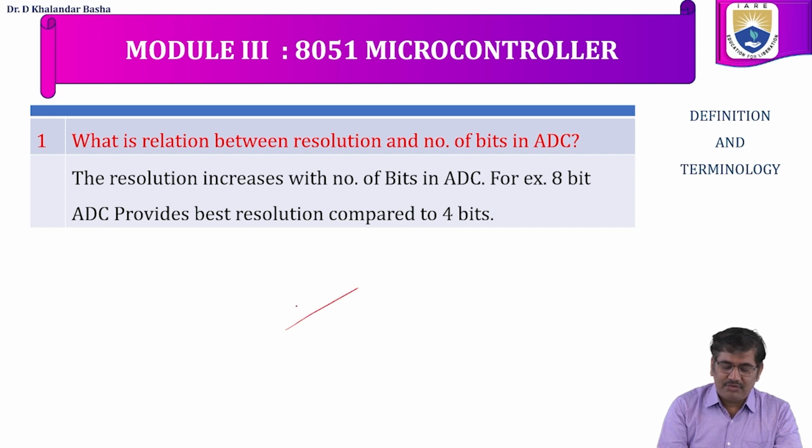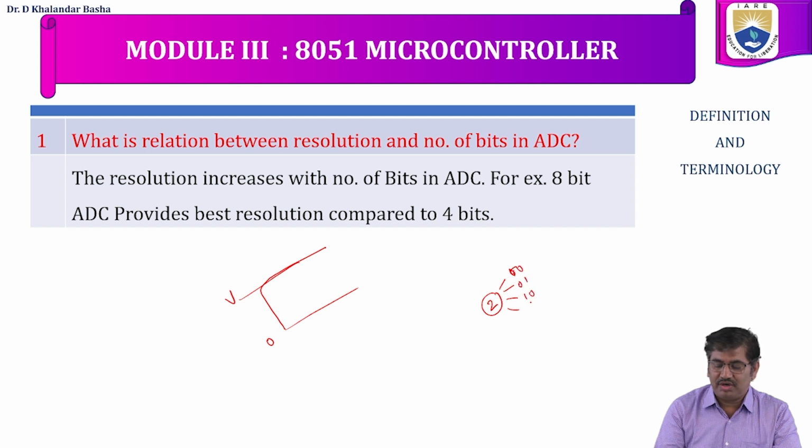Say if I have a voltage range, let us assume 0 to V volts. If it is represented with only 2 bits, the number of possible combinations we can have is only 4, that is 00, 01, 10, 11, which means this 0 to V volts will be divided into 4 segments. So every voltage between 0 to V by 4 will be treated as one segment.